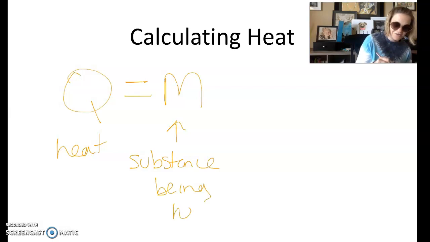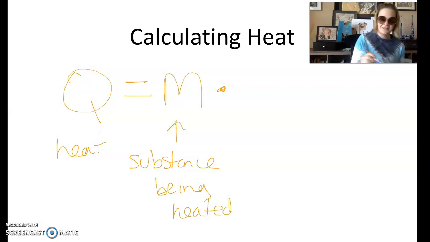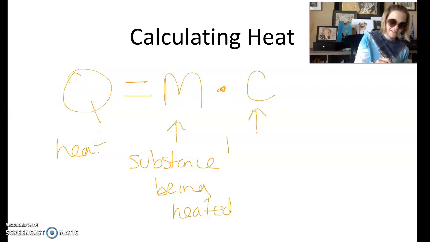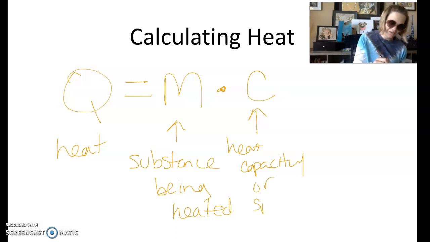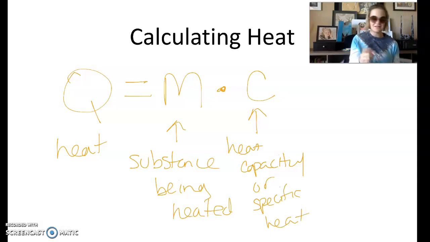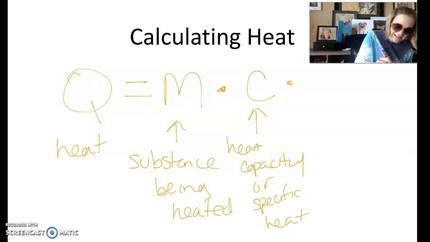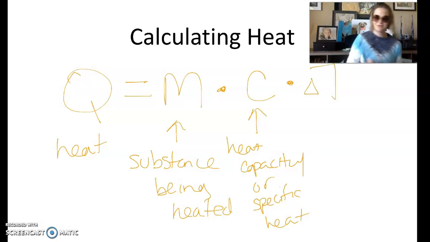This is going to be your new favorite equation. And they multiply it by what is called the heat capacity. It's a constant, and it's a constant depending on which substance we're talking about. I'm going to write "or specific heat." So those are the two terms you'll hear, heat capacity or specific heat, and then times the change in temperature.